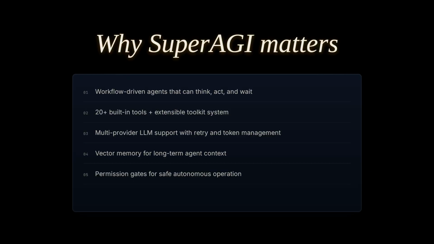So why does SuperAGI matter? It's a complete framework for autonomous agents with workflow control, a rich tool ecosystem, multi-provider LLM support, vector memory, and safety features like permission gates. The distributed execution model with Celery means it can scale to handle many agents in parallel. While the repo itself is archived, the architecture is a great blueprint for building your own agent orchestration system or understanding how modern AI agents work under the hood.